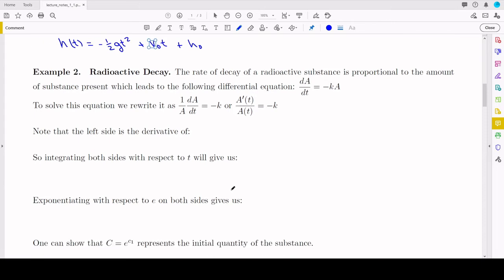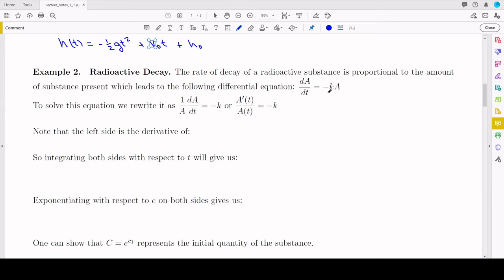Another example is about radioactive decay. The rate of decay of a radioactive substance is proportional to the amount of substance present, which leads to the following differential equation. The derivative of A is equal to negative k times A. This is the proportional constant that shows that the rate at which A decreases is proportional to A. There's a negative because the amount is decaying.